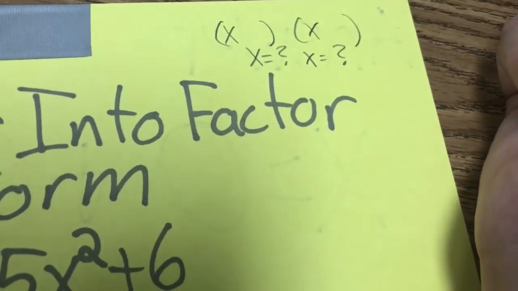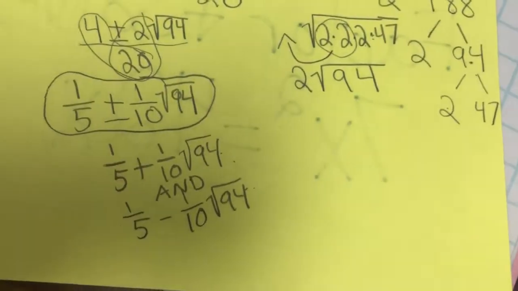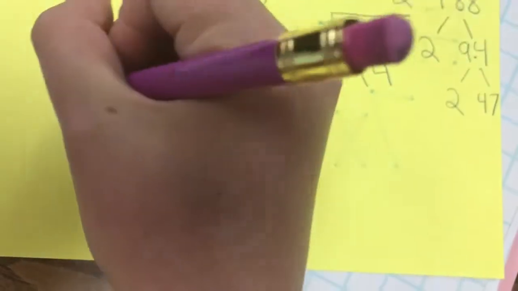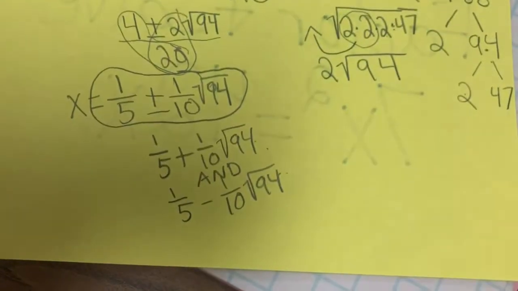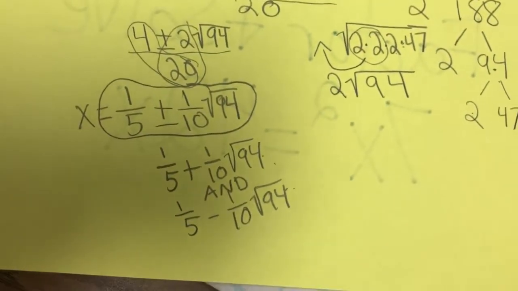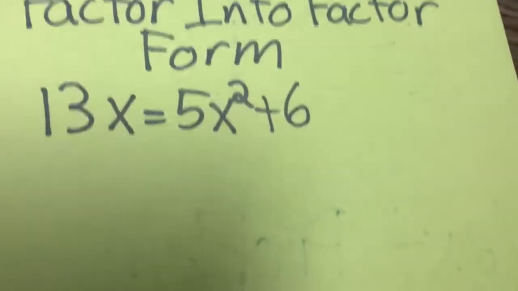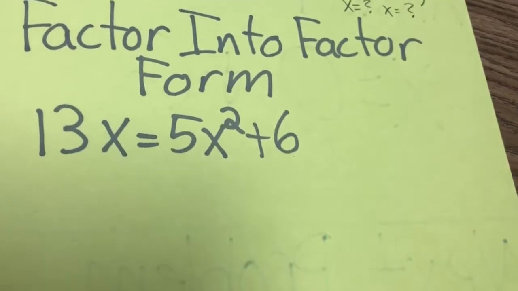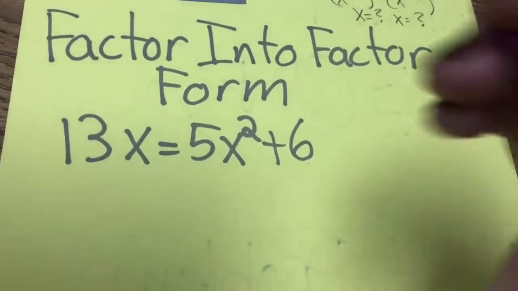Now our quadratic formula. When we used our quadratic formula, these were our answers. These were our x equals these two different numbers or two different values. So for this one, we're stopping after we factor and not getting the x equals.